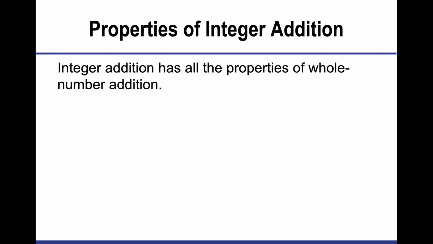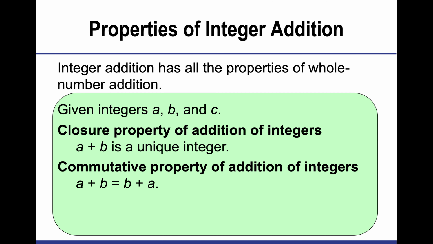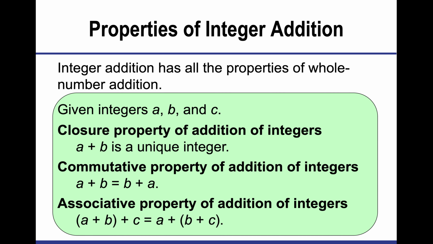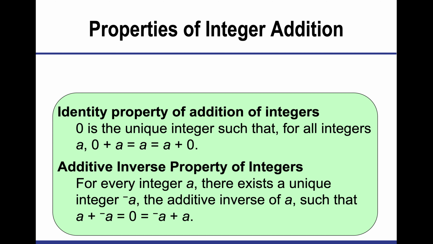Integer addition has all the properties of whole number addition. Given that we have two numbers being added together, that's going to be a unique integer. Our commutative property does exist, and the associative property does exist. The identity property we've also seen exists with integers. So all this is doing is saying the same thing we did with whole numbers exists with integers.